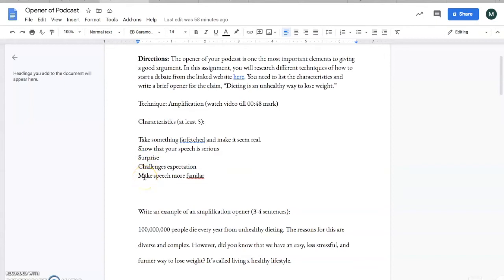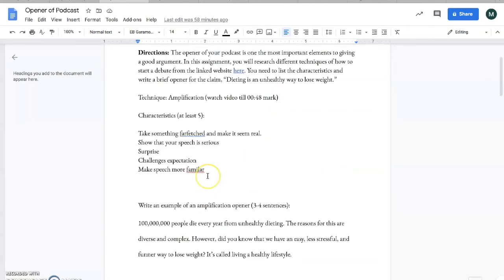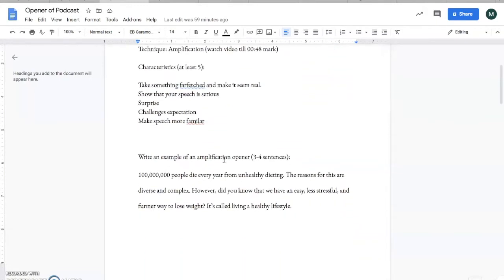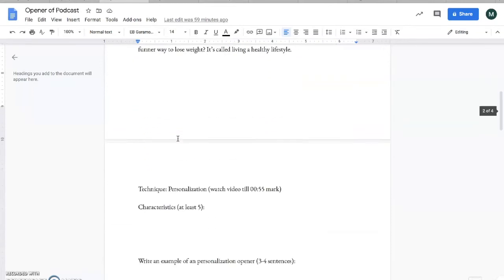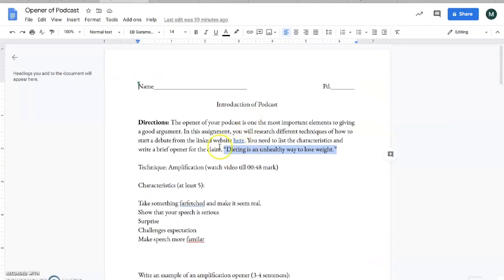And you make the speech more familiar. Okay, so I ask you to basically define that technique, and then I ask you to create an example of it. So you guys are going to be practicing with this document. You're going to be practicing with the claim, dieting is an unhealthy way to lose weight. So for each of these techniques, you're required to define the technique and then practice that technique using the claim, dieting is an unhealthy way to lose weight.